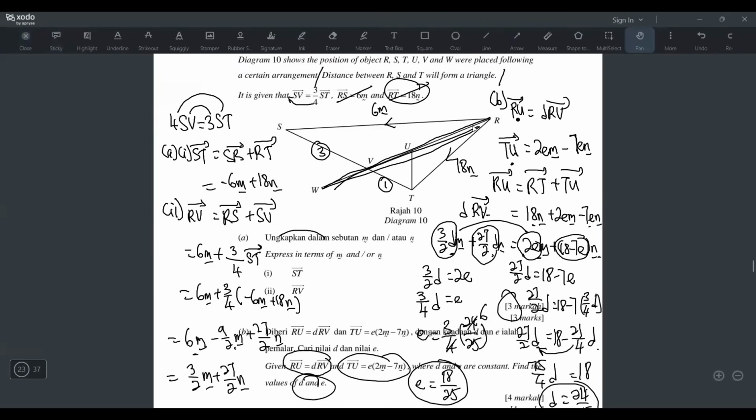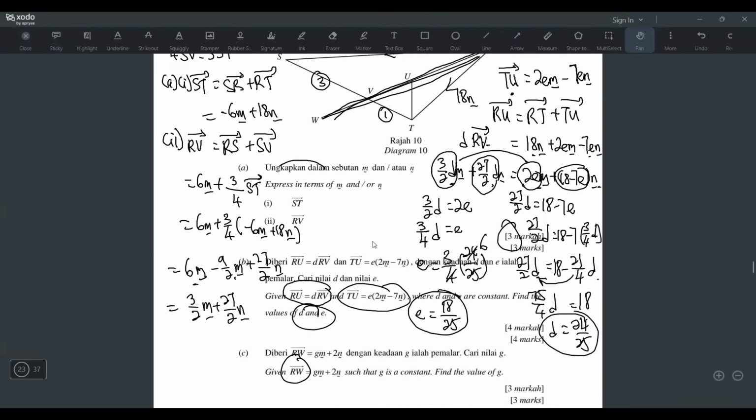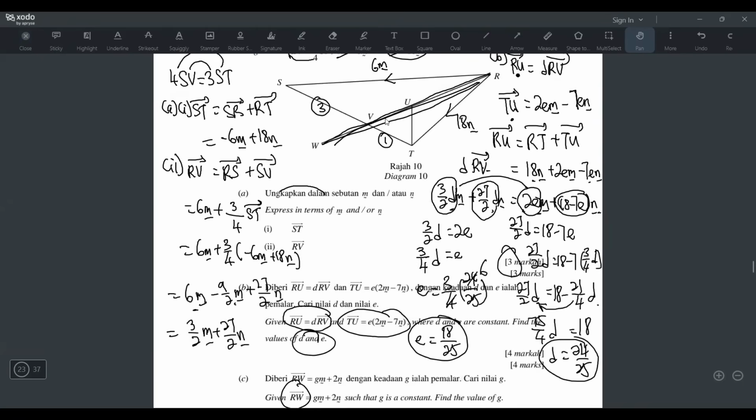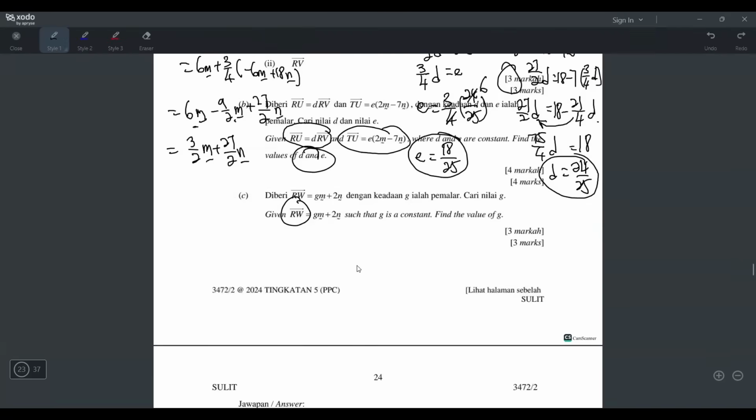I repeat one more time. RW vector is given, right? So what I will do now is I will find another vector that is parallel to RW, and then I will take these two vectors equal and then put lambda. Because in vector, you learned it before. When you have two vectors that are parallel, for example if AB and CD are parallel, then you can take them equal and then put lambda like this. Or you want to put K or whatever alphabet you want, can also.